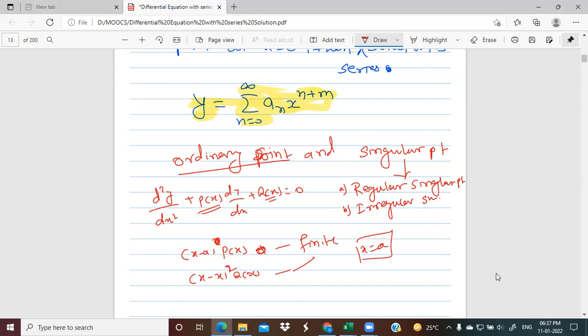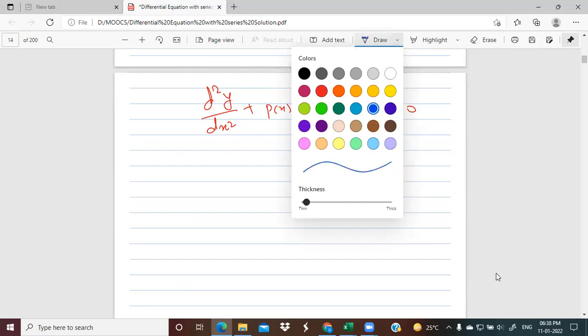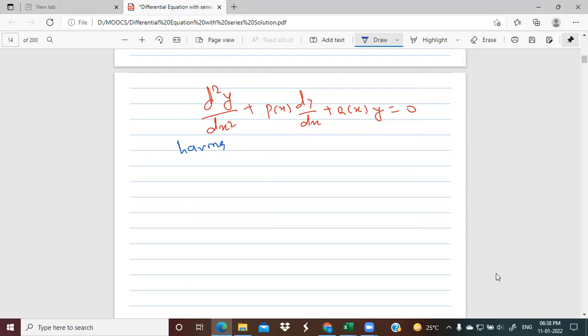Now I will extend this theory. Here, suppose my equation has a regular singular point. Suppose d2y by dx2 plus p of x dy by dx plus q of x y is equal to 0. This is my differential equation. This equation has a singular point at x equal to 0. Then how to find the solution? Then this new method is called Frobenius method.